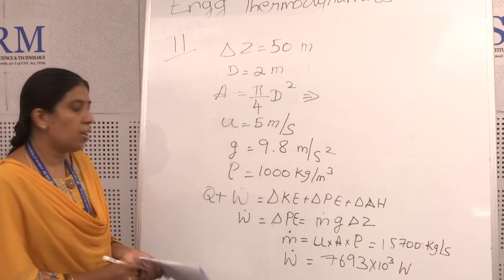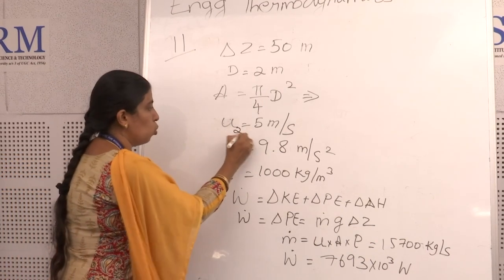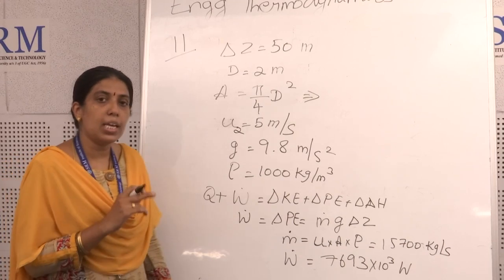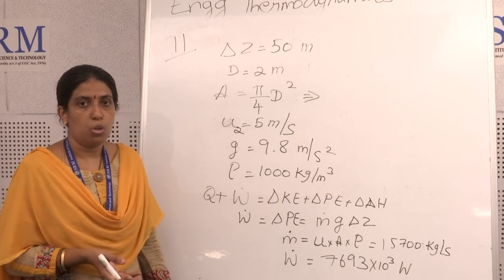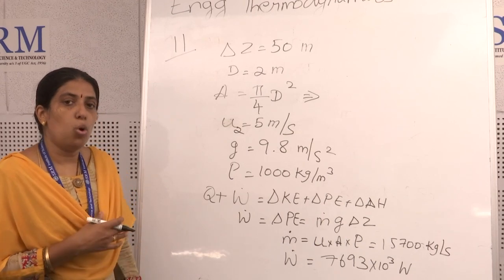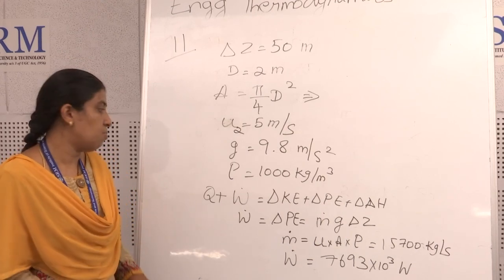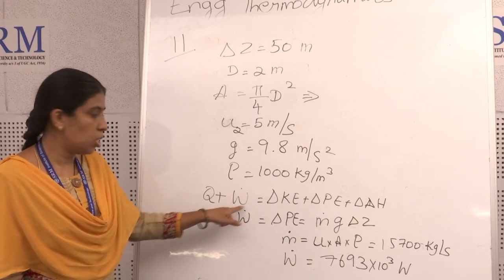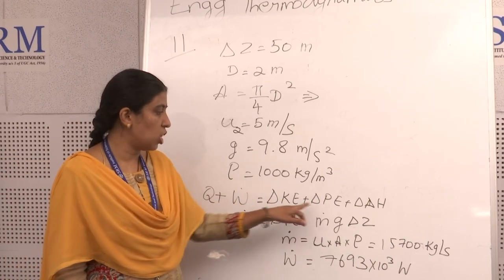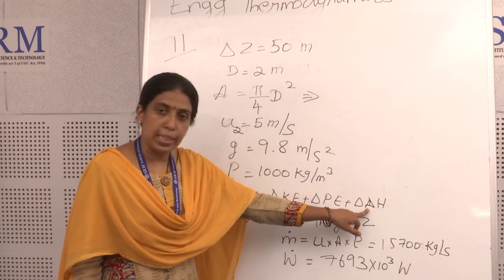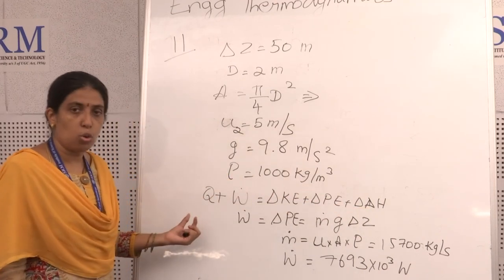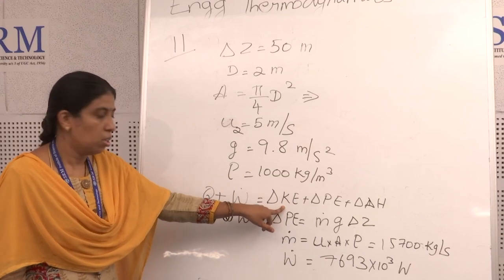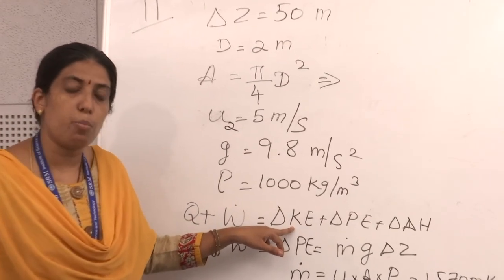So they have given the velocity at the outlet. So U2, or U, is 5 meters per second. You need to find the mechanical power developed, which is W. So this is an example of the first law for a flow system, where we know that the formula is Q plus W is equal to change in kinetic energy plus change in potential energy plus change in enthalpy. As we read the question, we can see that there is no change in kinetic energy. Kinetic energy is not changing from point 1 to point 2.